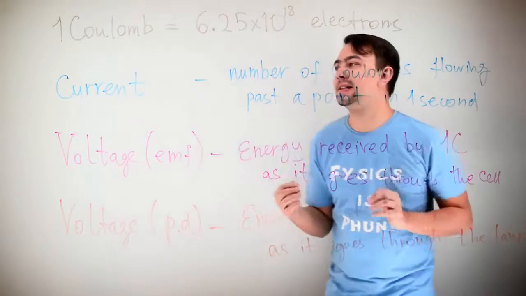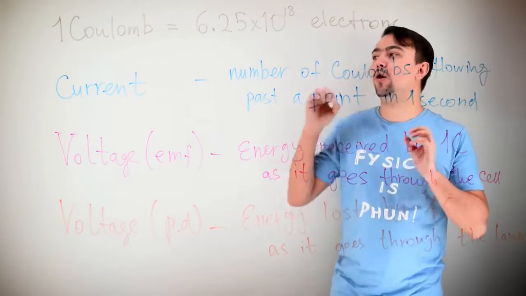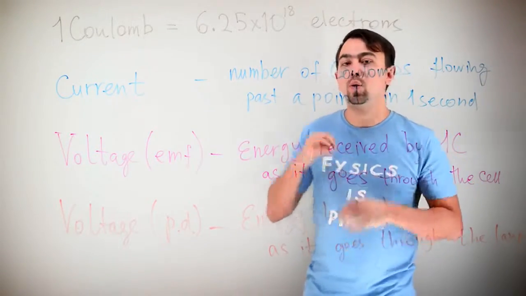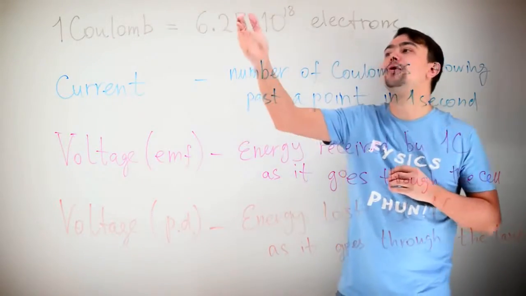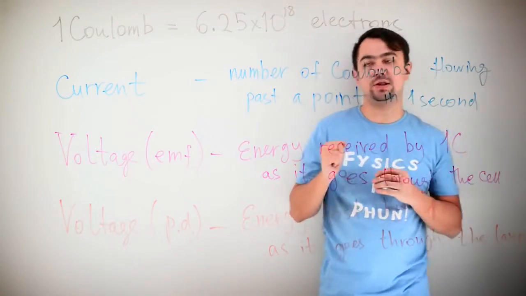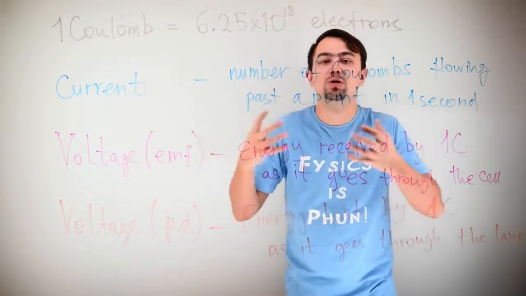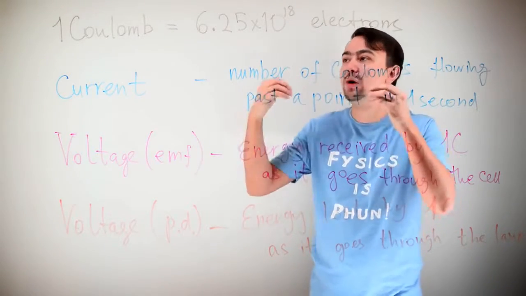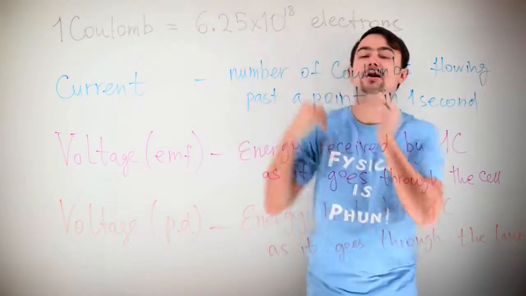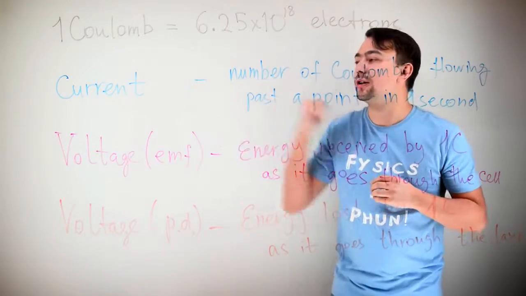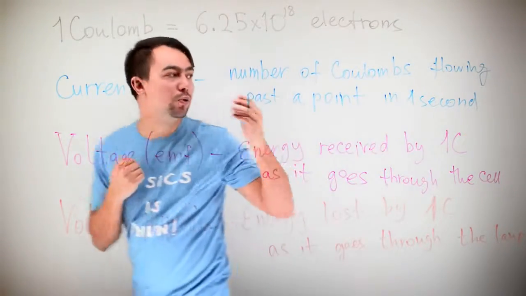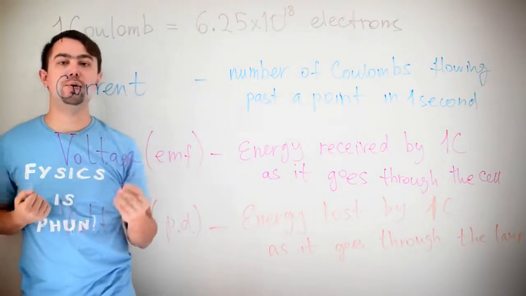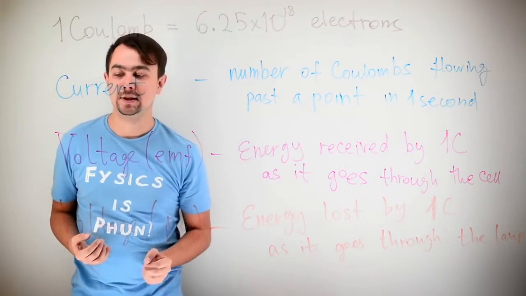And now finalizing, I'd like to write out all the definitions. So 1 Coulomb is 6.25 times 10 to the 18th electrons. Well, not exactly, 1 Coulomb is not electrons. It's the charge equivalent to the charge of this amount of electrons. The current. Current is the number of coulombs flowing past a point in 1 second.